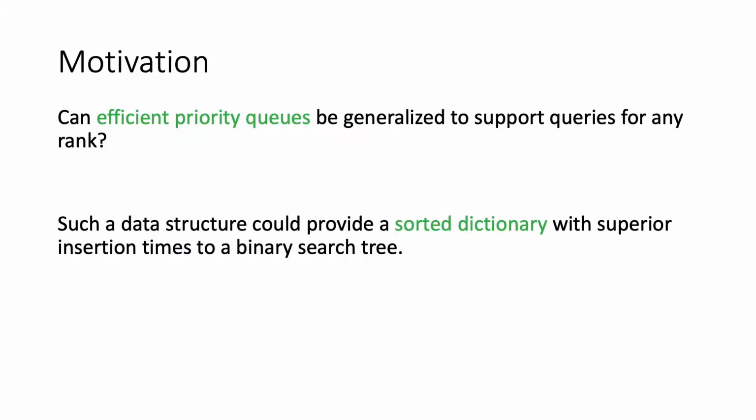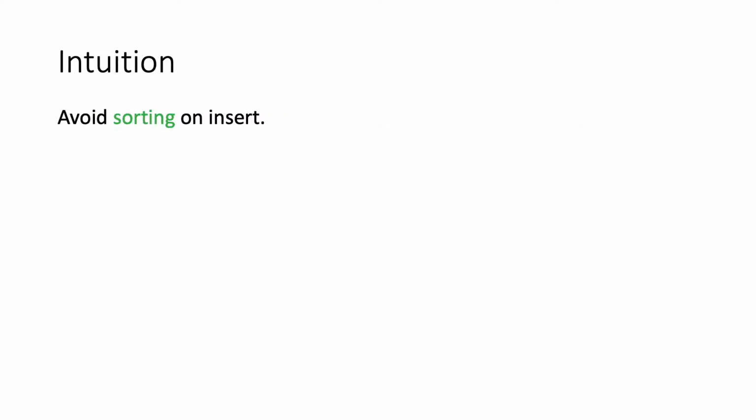If we could do so, then we would have a sorted dictionary with superior insertion times to balanced binary search trees. So what is the intuition here? Well, binary search trees require sorting on an insert, but instead of doing that, we could just put the element somewhere and progressively sort as queries are answered.